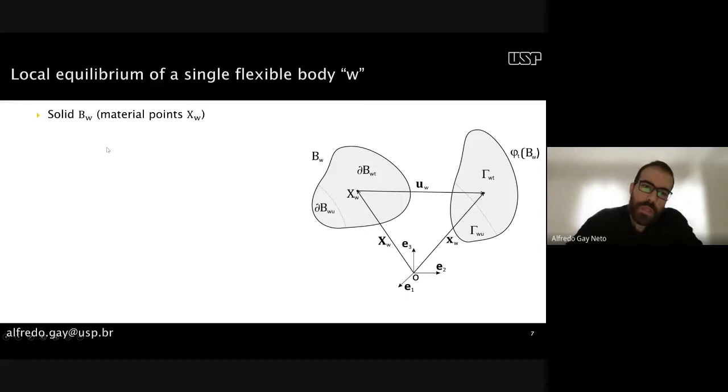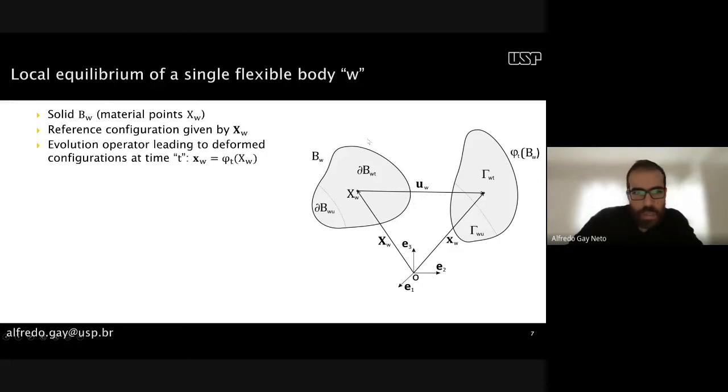So we start with the solid body here. You have many material points that we can find here. We have the reference configuration, which is depicted by this vector X. And of course, this may have a transformation here. You can have a deformation from this reference configuration to the current one. And each material point is now in another position. It has experienced a displacement u^W, and the new position is x, in lowercase here.